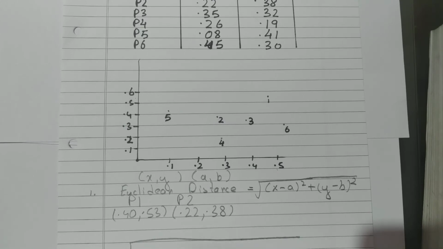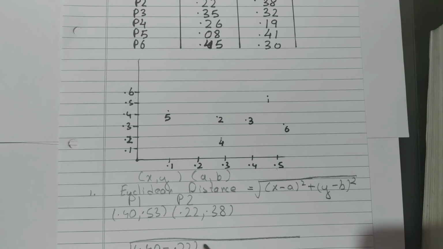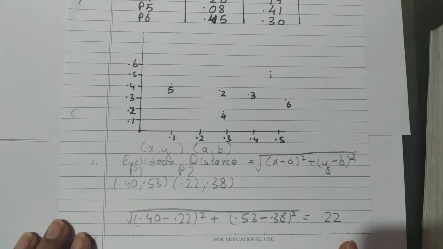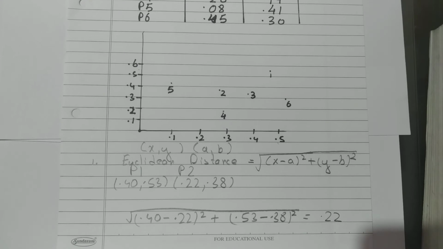Putting the values into the formula, (0.40 minus 0.22) whole squared plus (0.53 minus 0.38) whole squared. If we solve this, we will get 0.22. So this is the distance between points P1 and P2.